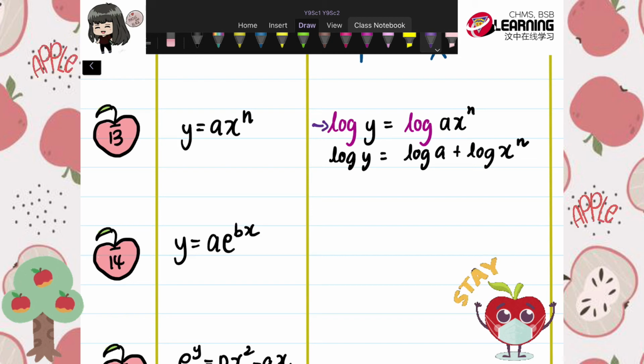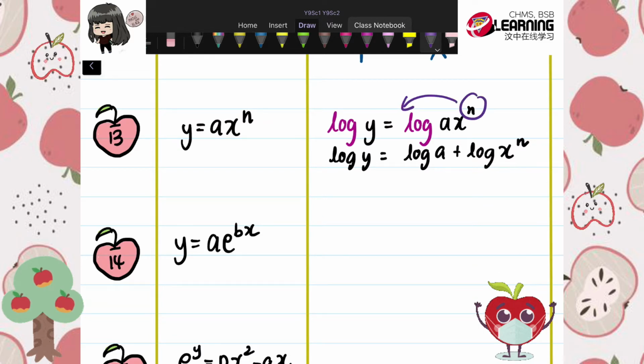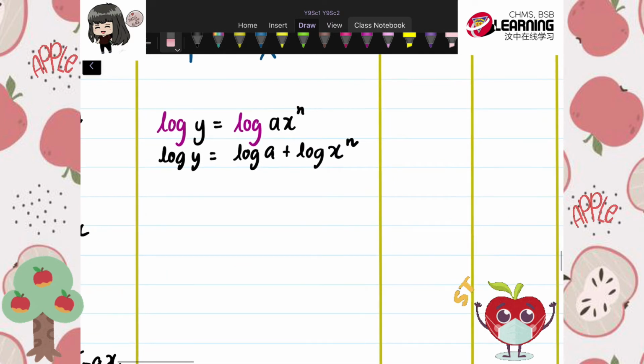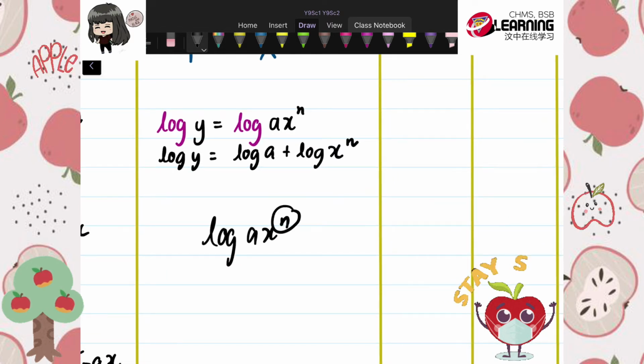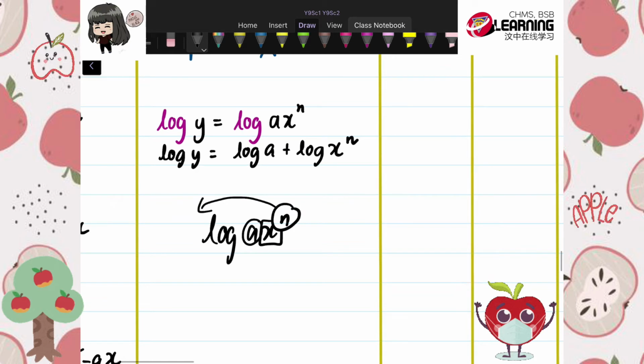Okay, so the thing here is, when you add 1 log at each side, you don't move the n down. Okay, you don't do that. Why? Because when you have log ax^n and this power n belongs to only x, it doesn't belong to the a. So you cannot bring the n down here, cannot.